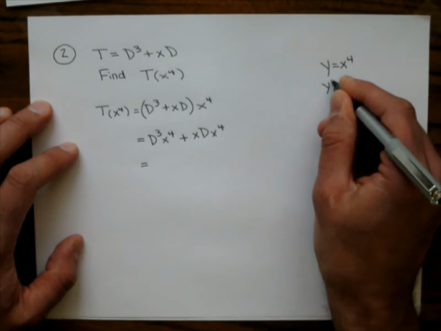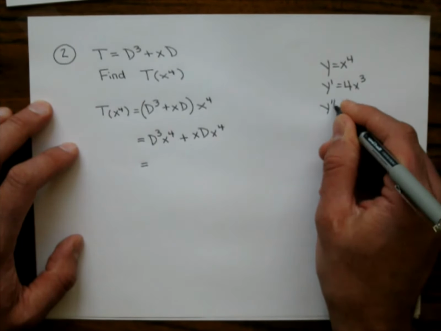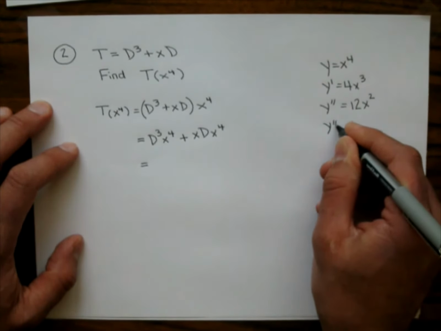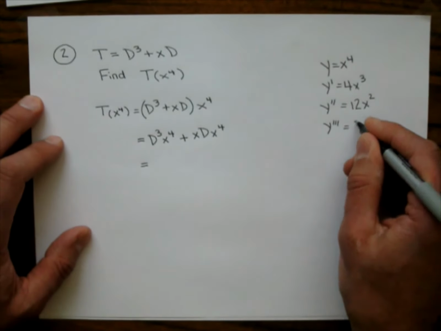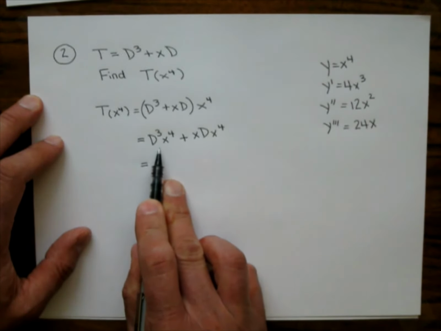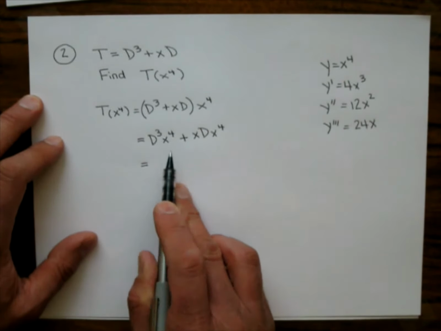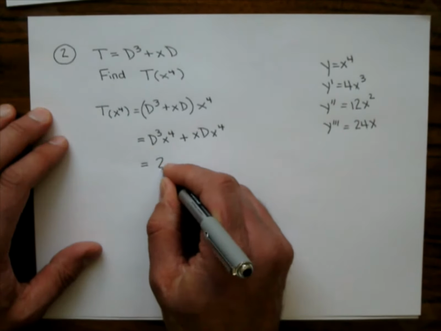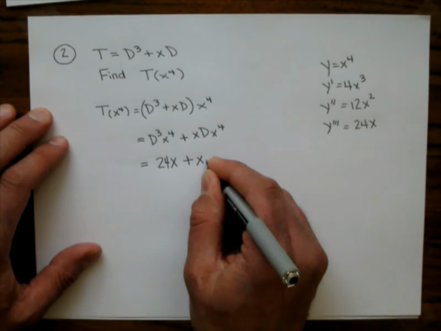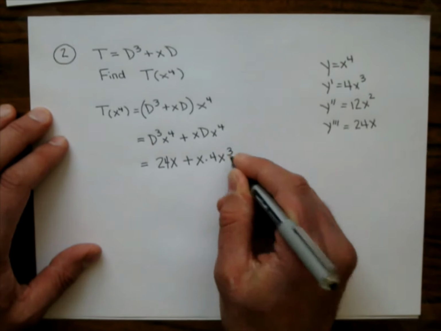So the first derivative is 4x cubed. The second derivative is 12x squared. And the third derivative is 24x. So right here, I can replace this. d cubed operates on x to the 4th. Three derivatives gives me 24x. And over here I have plus x times the derivative of x to the 4th, which is 4x cubed.